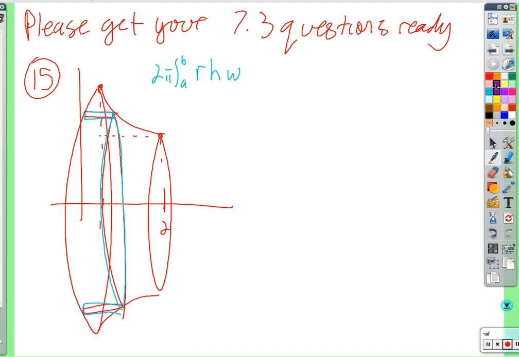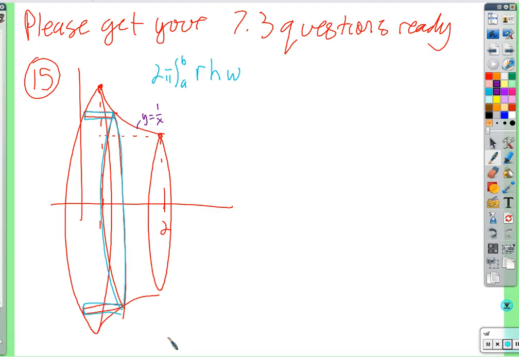This would be not so bad if we were to revolve around a vertical axis. Those shells would be easy to define. But as we try to define these shells, we'll find there's just some inconvenience to it. So this graph right here is y equals 1 over x, and it's on the interval from 1 to 2.